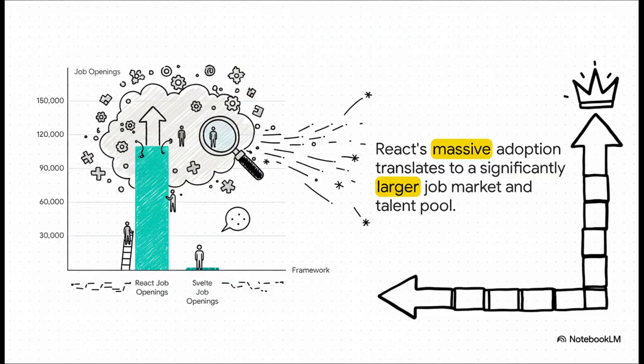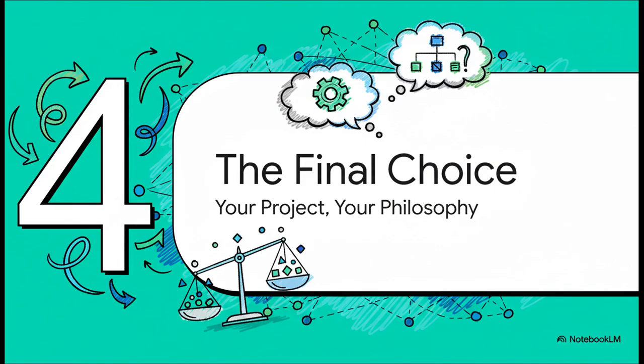Well, not so fast. Here is the trade-off, and it is a big one: the job market. Right now, there are over 110,000 open positions for React developers. For Svelte, just under 1,000. This shows that while Svelte might win on technical benchmarks, React wins overwhelmingly when it comes to the ecosystem and hiring. So what does this all mean for you?